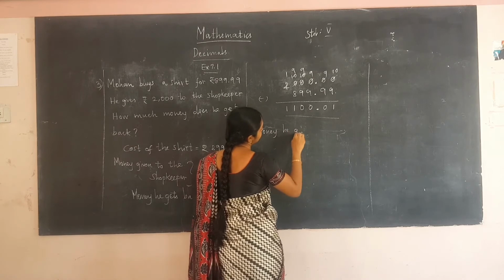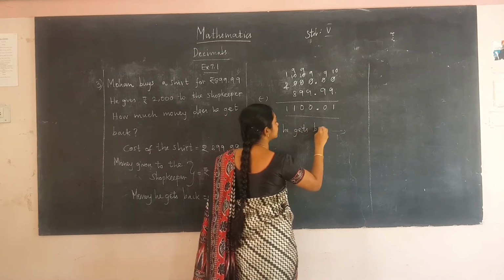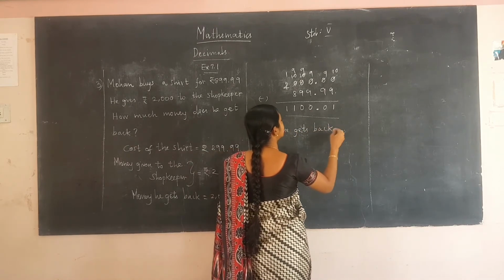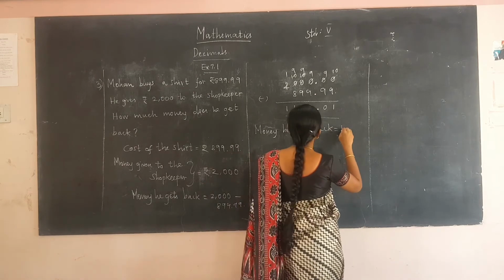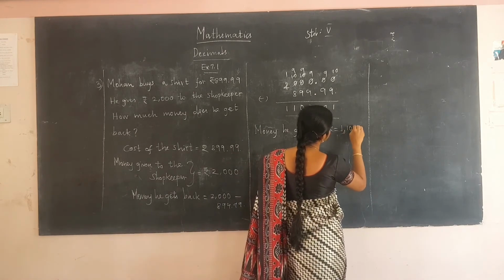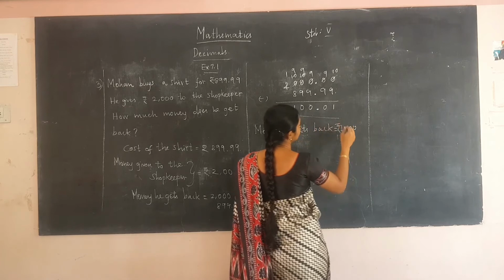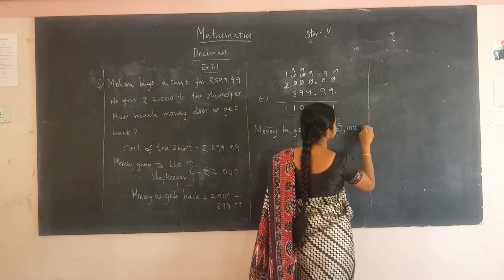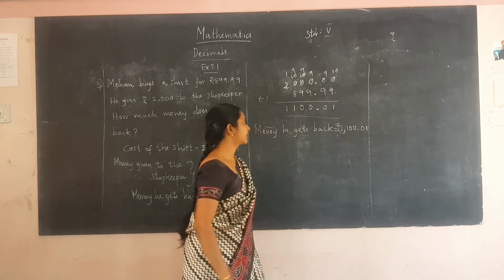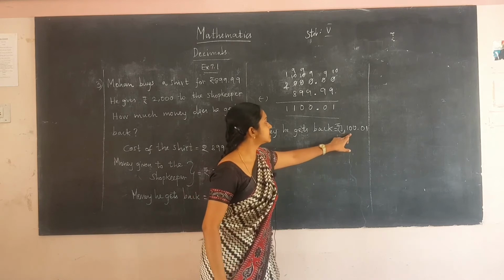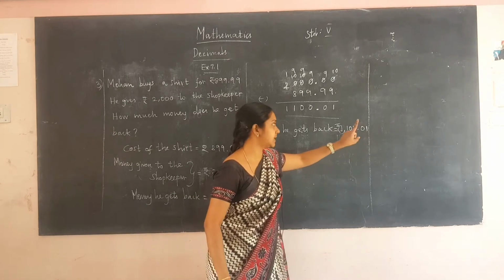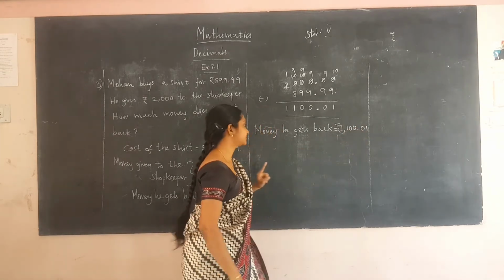Money he gets back is equal to 1100 rupees and 1100.01. It is 1101 paise. It is 1 paise.